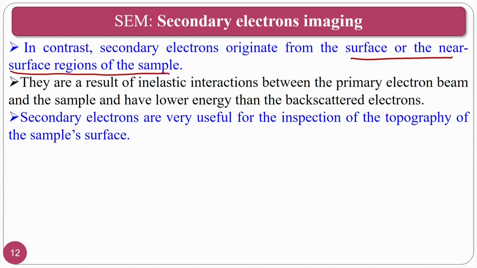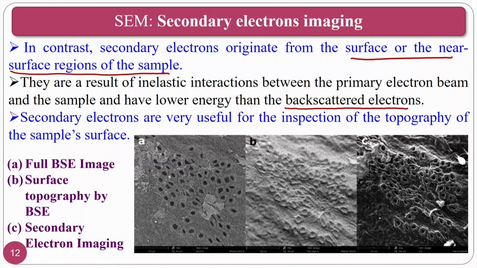Okay, the reactions between the primary electron beam and the sample give secondary electrons lower energy than the backscattered electrons. I will give you some glimpse. If you see figure A, this is the full backscattered image. I am talking about the image of a particular location on a leaf. It is taken from Wikipedia, acknowledged to Wikipedia.